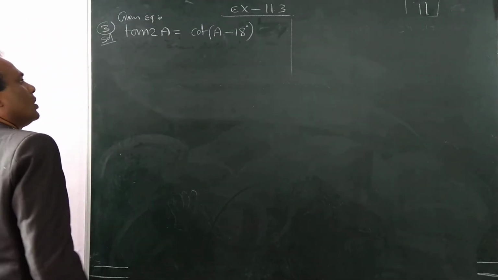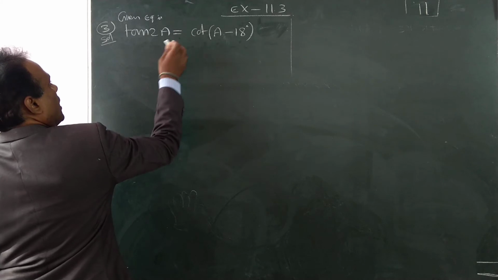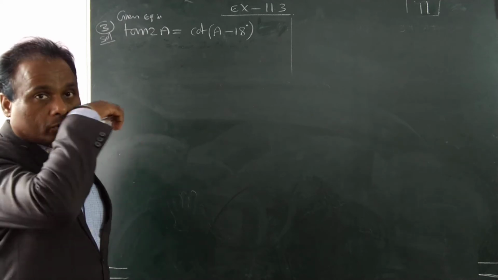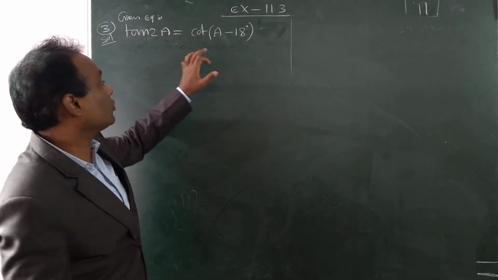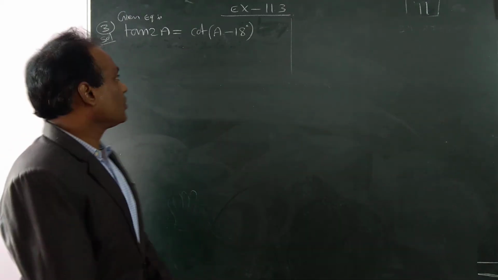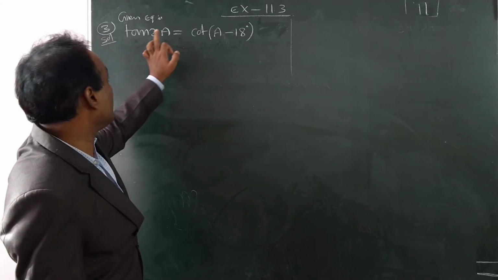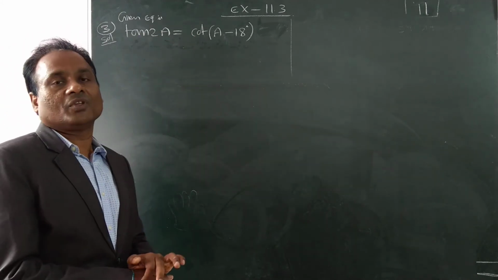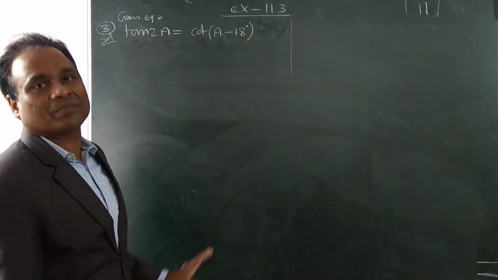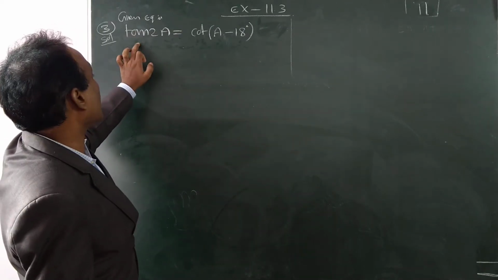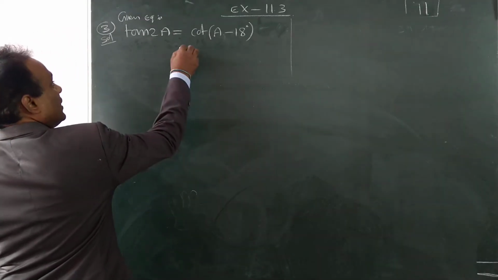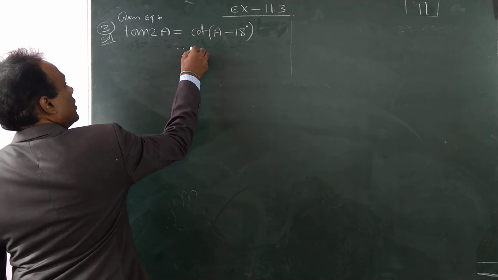Now, to solve this type of equation, if possible, make both sides the same ratio. If both sides have the same ratio, then we can easily compare the angles and find the unknown value a. So what is on each side? Left side is tan, right side is cot. Now we have to change cot into tan, so that both sides are tan, or change tan into cot so that both will be cot. We have the formula. Yesterday, in the last class, we derived the formula.